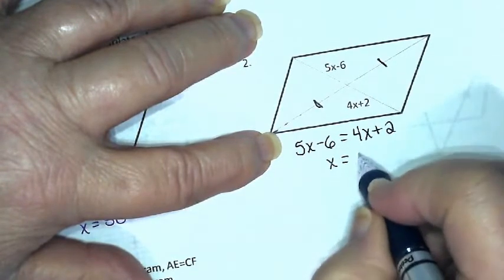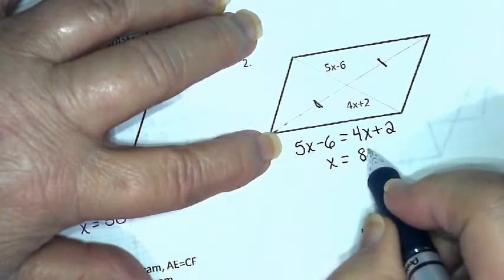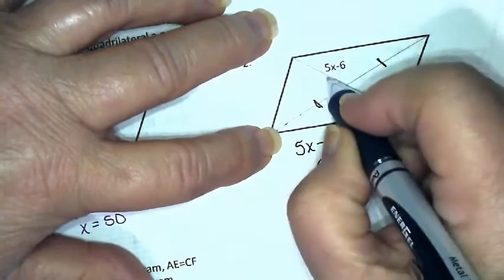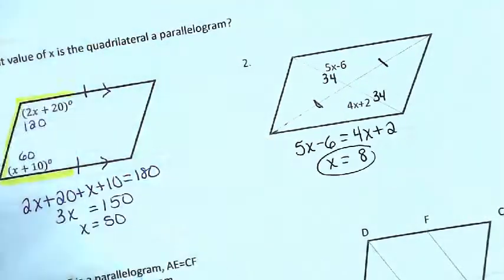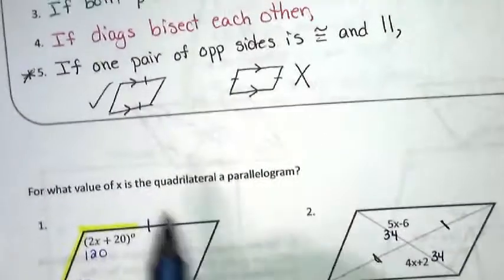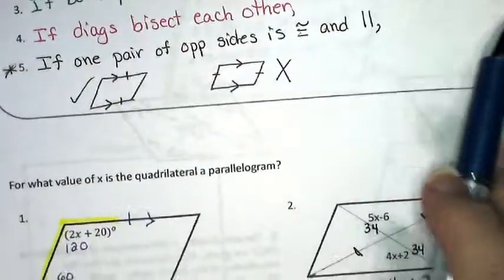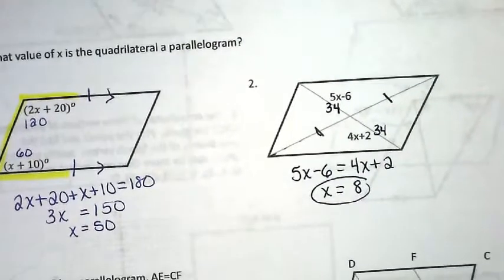So I subtract x, I add 6. If x is 8, this would be 34, this would be 34, and I would meet rule number 4 that says if the diagonals bisect each other, then the quadrilateral is a parallelogram.